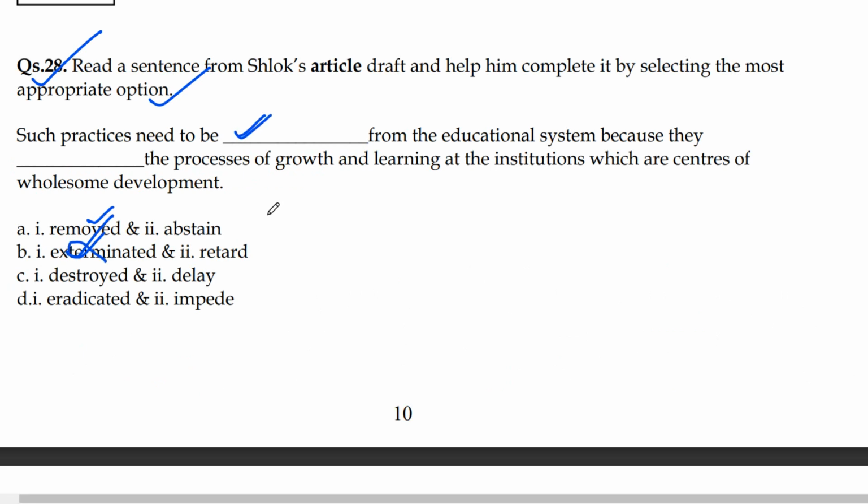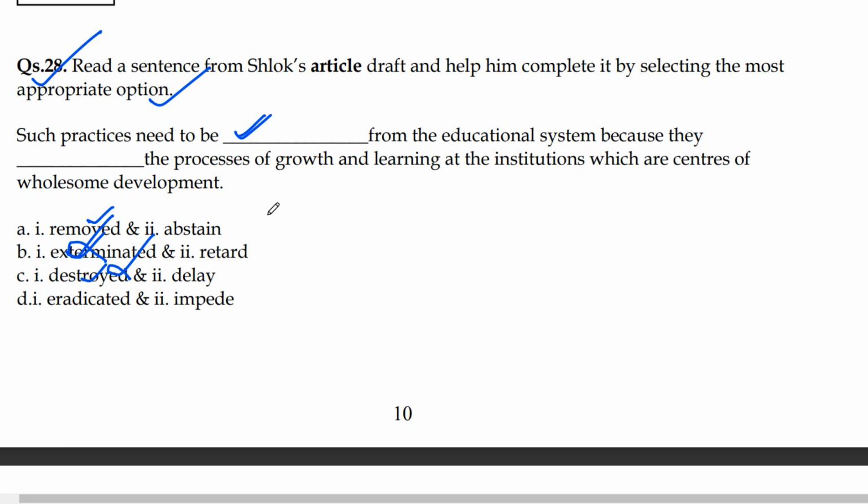Next, destroyed. Such practices need to be destroyed. Is it a destruction? We destroy something that has a definite structure. So it is also inappropriate in a way.